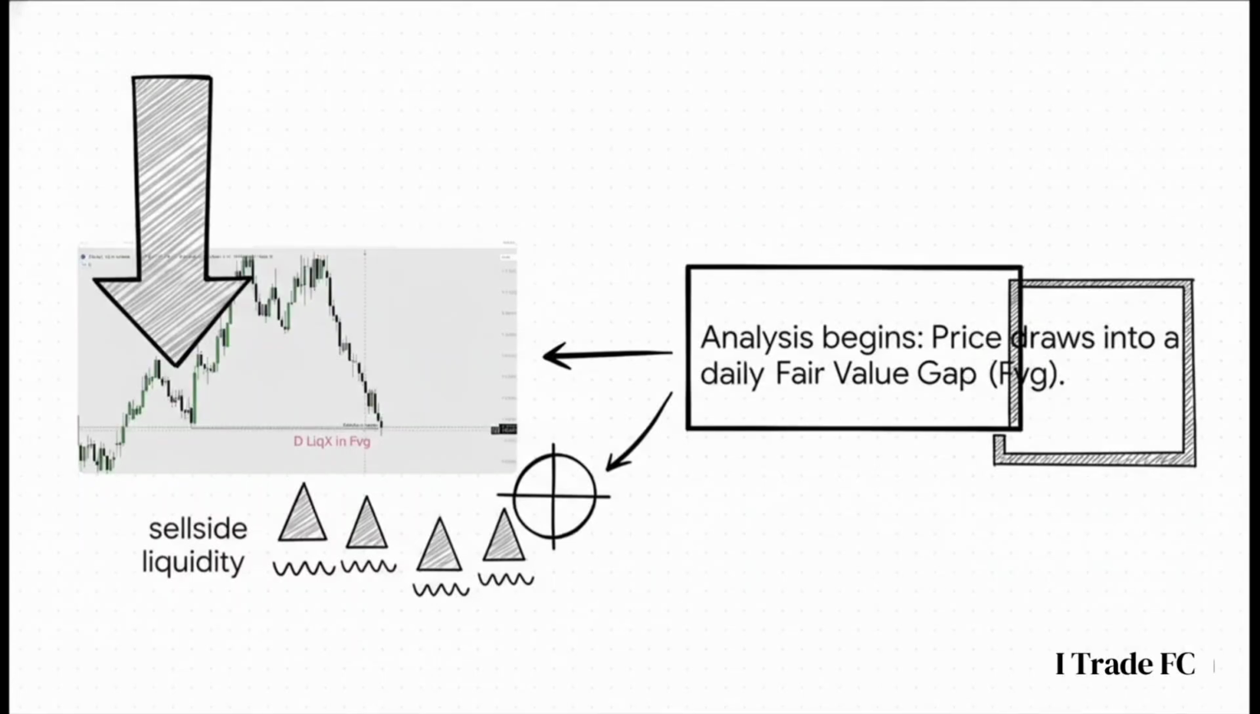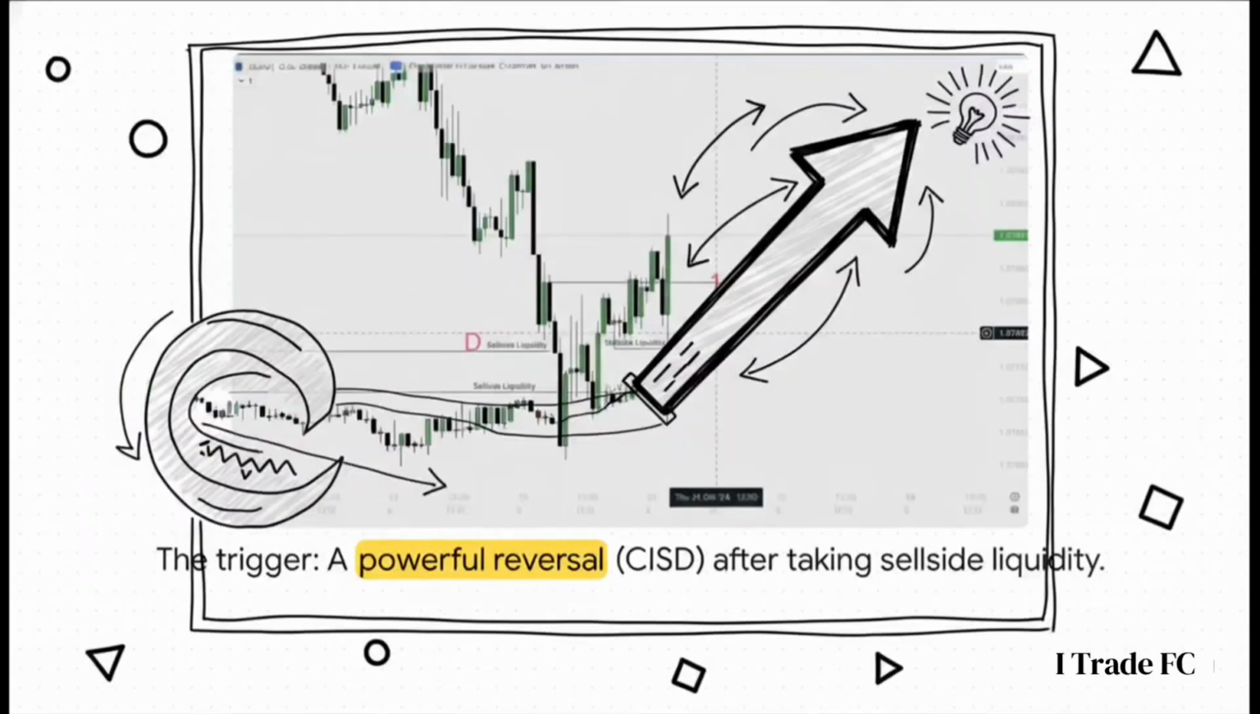We can clearly see price pulling back into a large fair value gap, and our main target is that big pool of sell-side liquidity sitting just underneath it. We now have our plan. And boom, look at this. This is a perfect illustration of our trigger. Step 2, price dips down, grabs that first pool of liquidity, and then immediately reverses with incredible force.